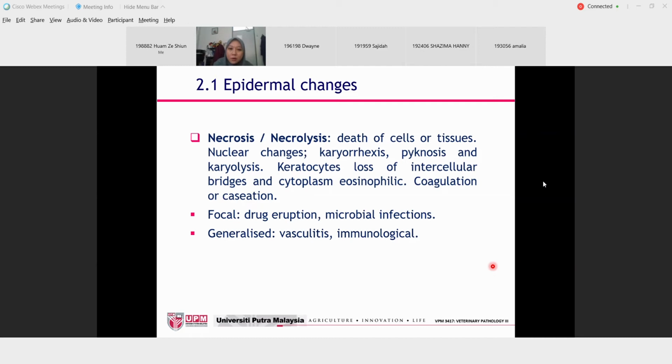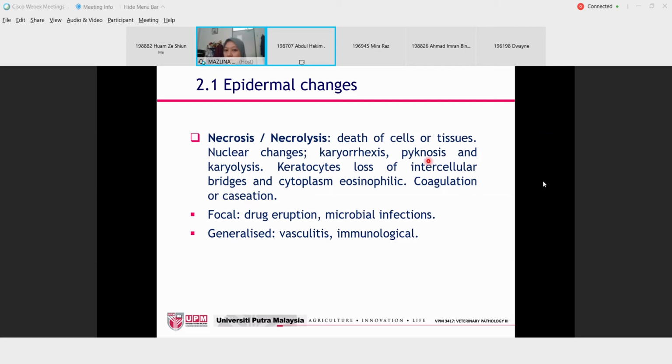Anyone can recall? Fragmentation of the nucleus, doctor. Right. How about pyknosis? Shrinkage of the nucleus, doctor. Okay, very good. And karyolysis? Fading. Sorry?